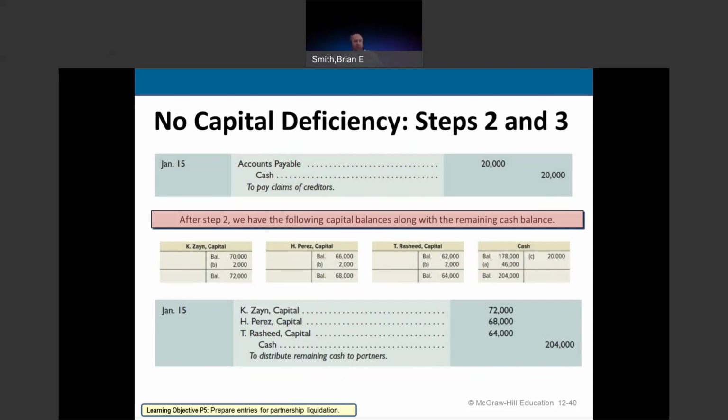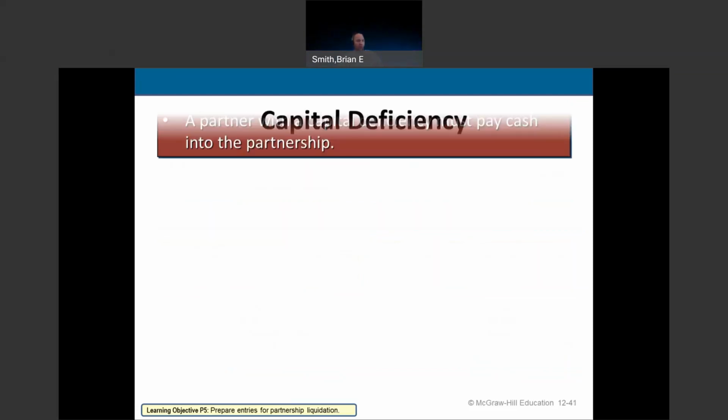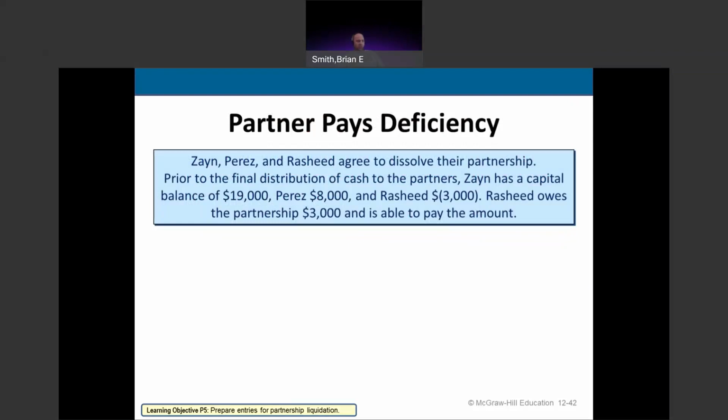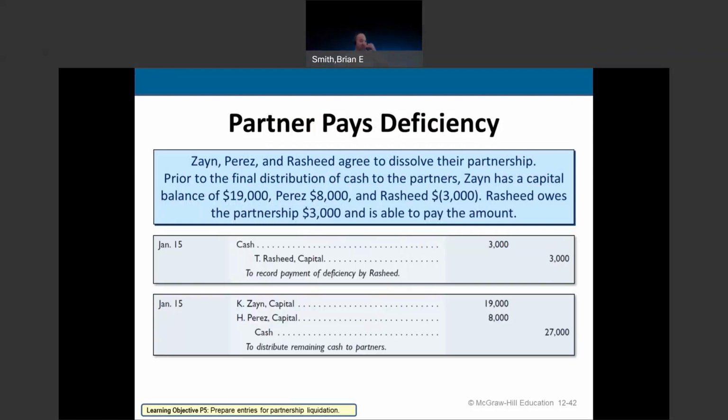So take 72,000 divided by 204, and you're going to have how much? Just above that, we paid off the $20,000 of the liability we owed, and then the remaining cash is distributed. If there is a capital deficiency, then they need to pay into the partnership. So in this case, Rashid had a $3,000 negative capital balance. Okay, this is uncommon, but it can happen. What's going to happen is Rashid is going to add $3,000 to get to zero, and that will cover the deficiency.